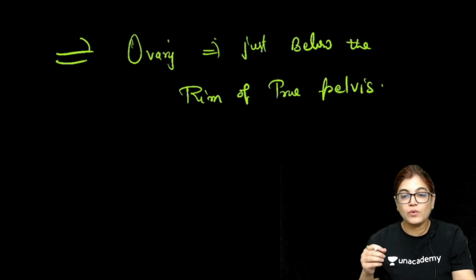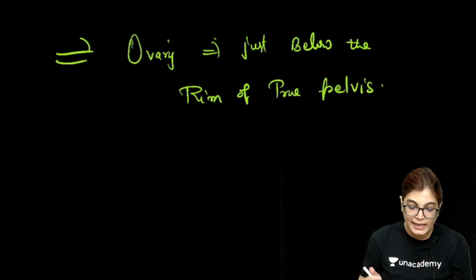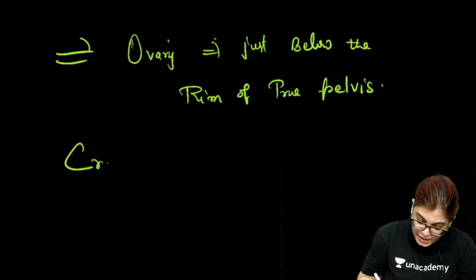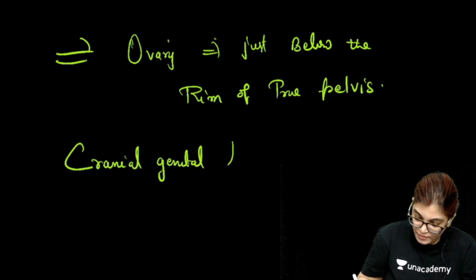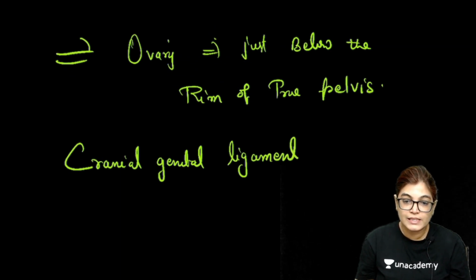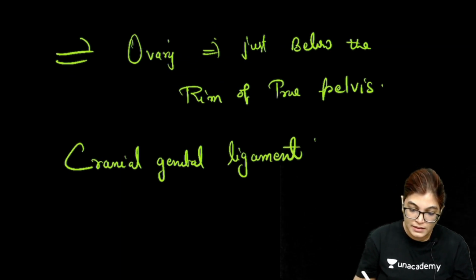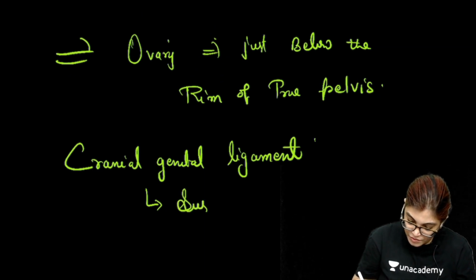Now again, it will have an attachment cranially and caudally. If we talk about the cranial genital ligament, this cranial genital ligament is forming the suspensory ligament of ovary.